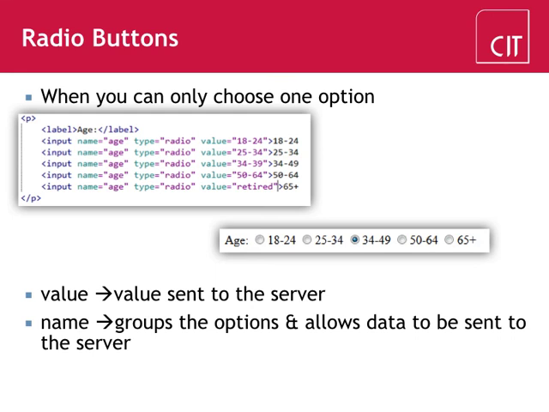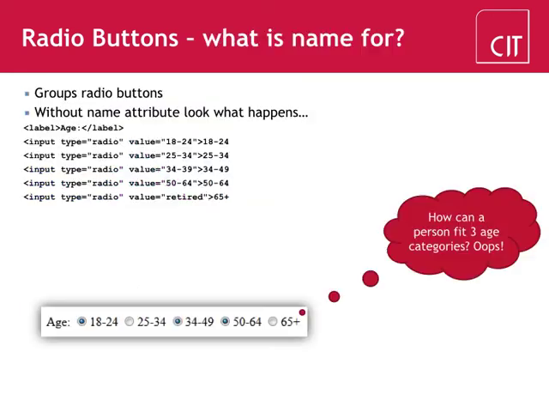Anyway, it's important to do this right, because if you do it wrong, you can allow people to select multiple radio buttons, okay? So here, for example, the person was able to select 18 to 24 and 34 to 49 and 50 to 64. Looking at the code there, can anybody see what's missing, or what might be making it work properly?